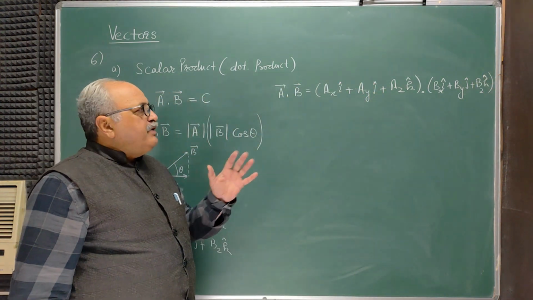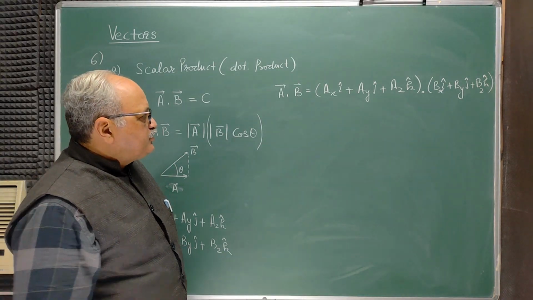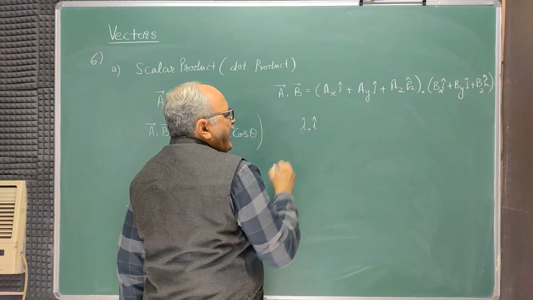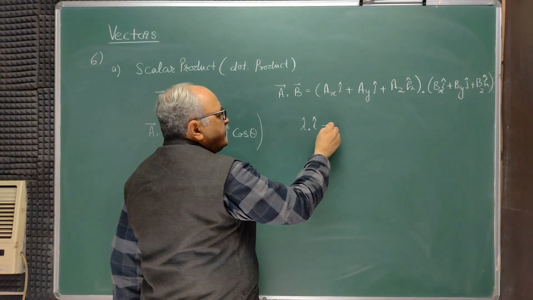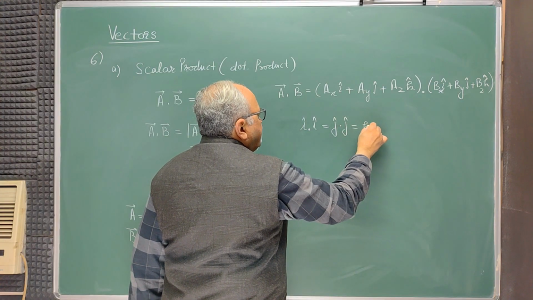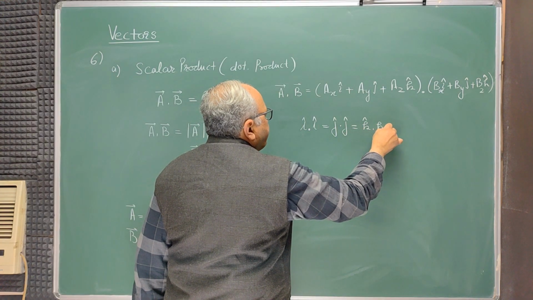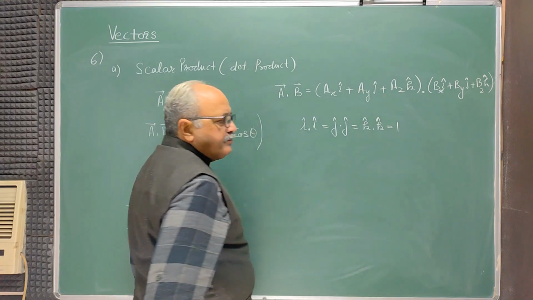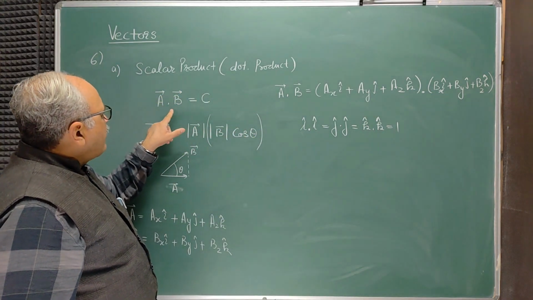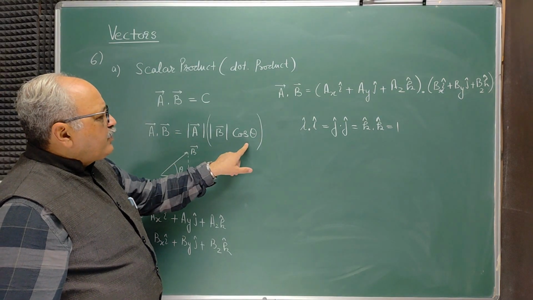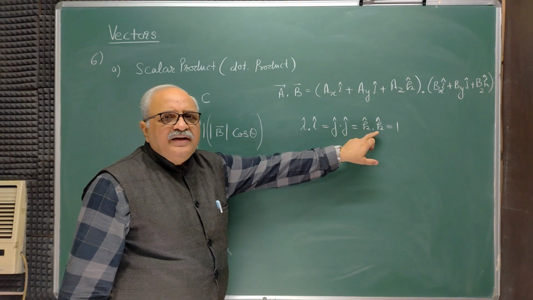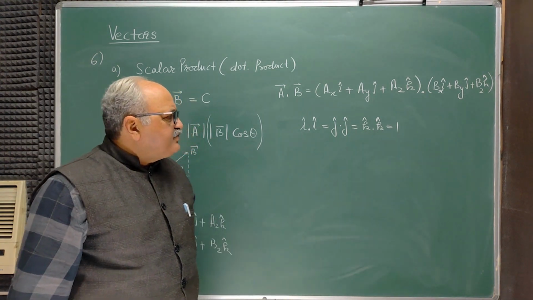Now in order to simplify this, we have to remember certain rules. i cap dot i cap is equal to j cap dot j cap is equal to k cap dot k cap, and is equal to 1. You can get the explanation from this particular definition, because the angle between i and i, similarly j and j, and similarly k and k is 0, so cos 0 is 1, so that's why it's 1.